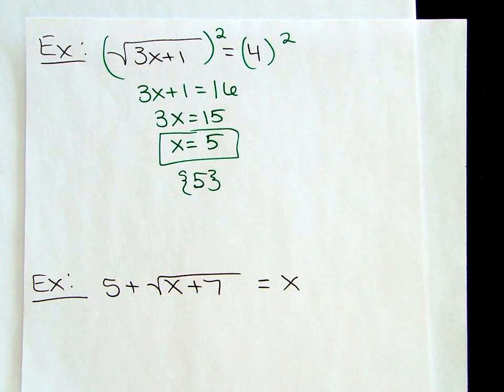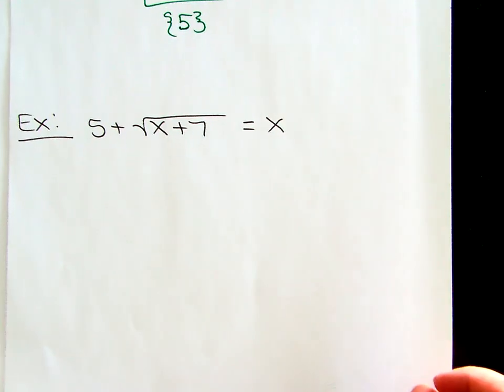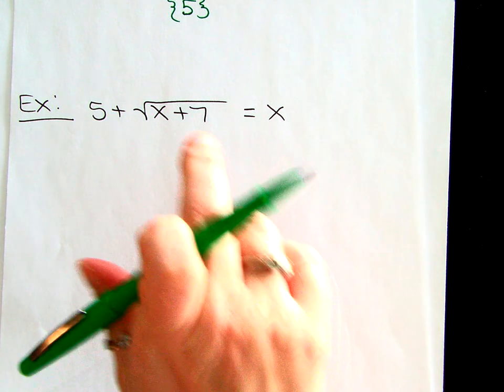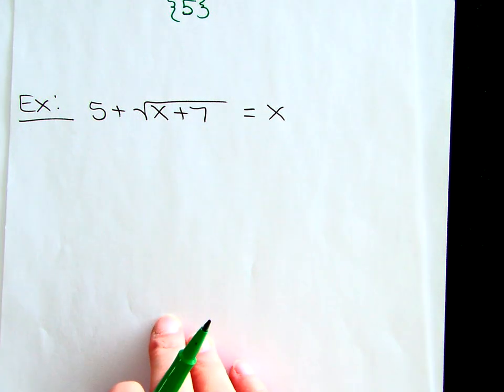But yeah, isolate your radical, square both sides. Now this one was real easy because all we had was a radical and a number. But what if we have a number plus a radical equal to a variable? They're getting a little bit more complicated. Step 1 is always going to be to isolate that radical. So if I'm trying to get my radical by itself, what am I going to do first? Subtract the 5.